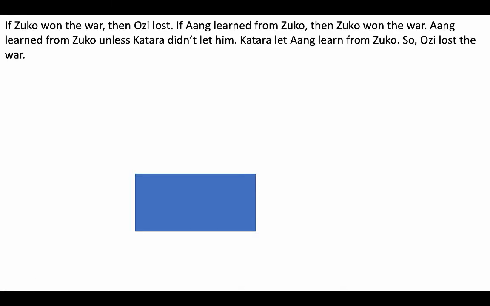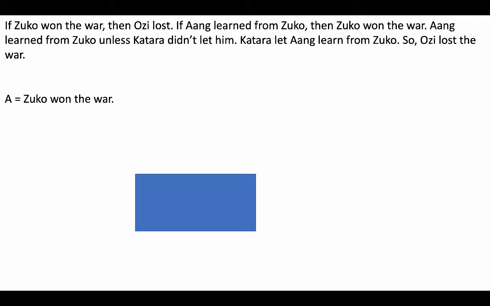Do the problems that ask you to represent reasoning without unpacking it. So here's an example of this kind of problem that was on your practice problems. If Zuku won the war, then Ozai lost. If Aang learned from Zuku, then Zuku won the war. Aang learned from Zuku unless Katara didn't let him. Katara let Aang learn from Zuku. Therefore, Ozai lost the war.